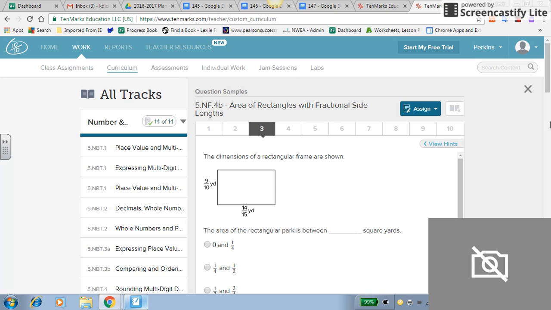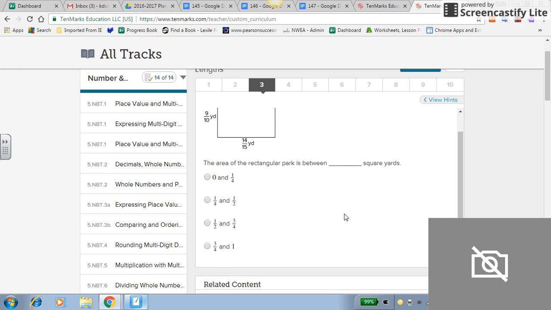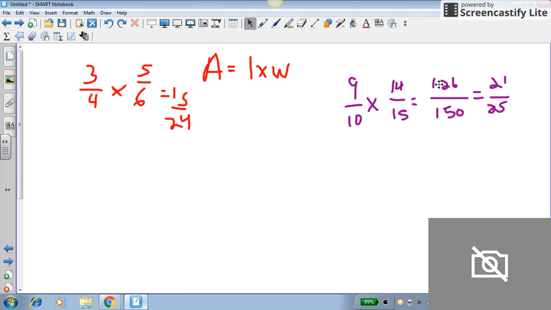Here's another one that looks complicated, but it's literally just you take the length times the width, and they ask you to think about the answer. The area is going to be between 0 and 1/4, 1/4 and 1/2, or 1/2 and 3/4. Well, I look at this and think, I'm not really sure, but that's almost 1 and that's almost 1. So my answer's got to be pretty close to 1. So my first thought is that's bad and that's bad, and it's probably close to that or maybe even that. Now, I'm not 100% sure, but I think it's this one. So if I do the math, 9/10 times 14/15, I did it ahead of time. That's 126/150. That's 21/25.